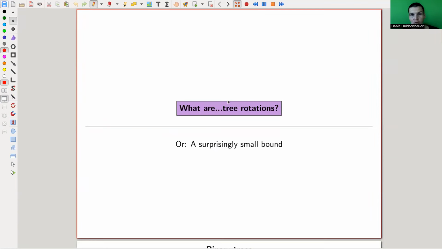Okay, welcome everyone to my continuation of what are my favorite theorems, a very biased collection as usual. Today I would like to talk about a theorem which is called the tree rotation bound. We'll see what that means.